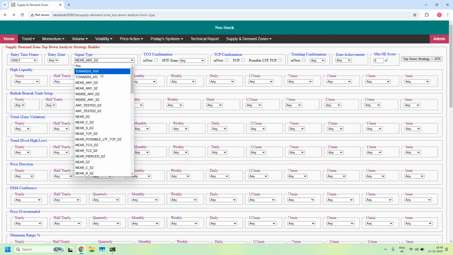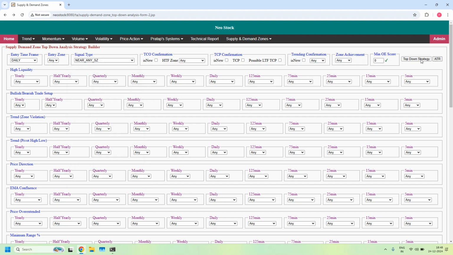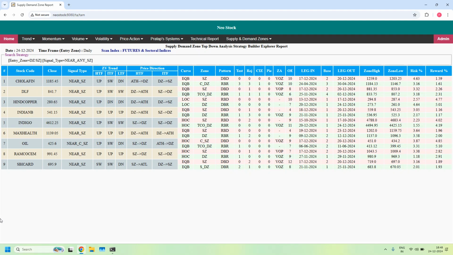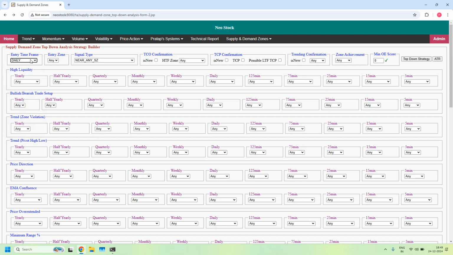Let us find the stocks price near to the daily supply zone. 9 stocks are filtered. Let's identify high liquidity daily supply zones from this list. OIL is having a daily high liquidity supply zone. That's it. We have only one daily high liquidity supply zone from this list. Okay, next daily time frame.